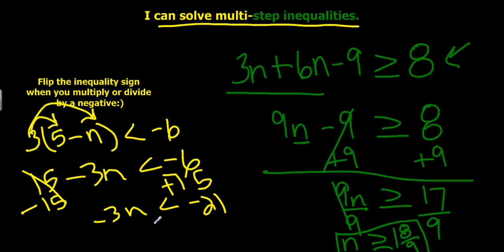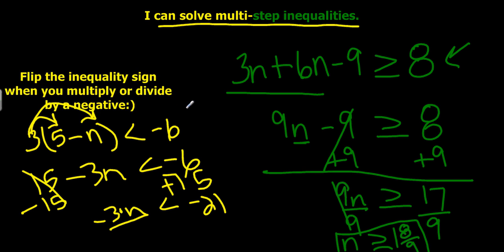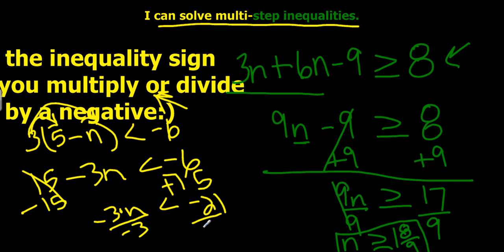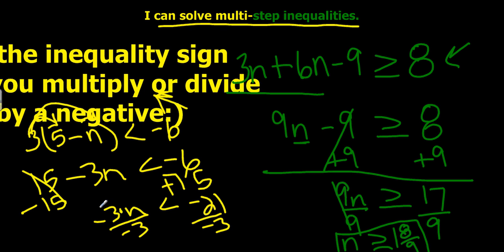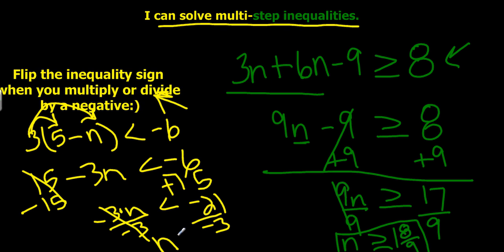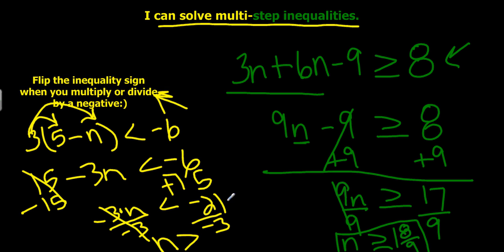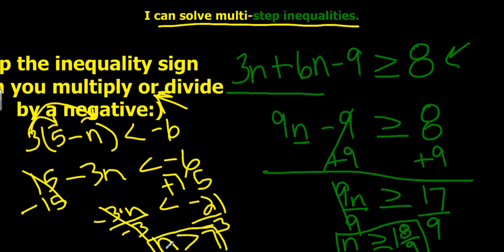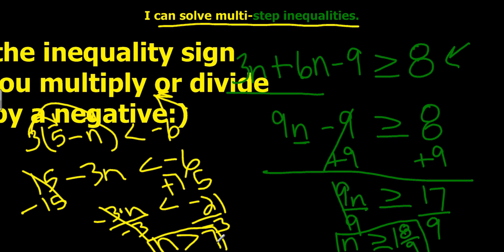Okay, and now I have multiplied by a negative 3, so I'm going to have to divide by a negative. When I divide by that negative 3, my inequality sign is going to have to flip. So instead of n being less than, n is going to be greater than. Negative 21 divided by negative 3 is 7. So my solution to my inequality is n can be any number bigger than 7.